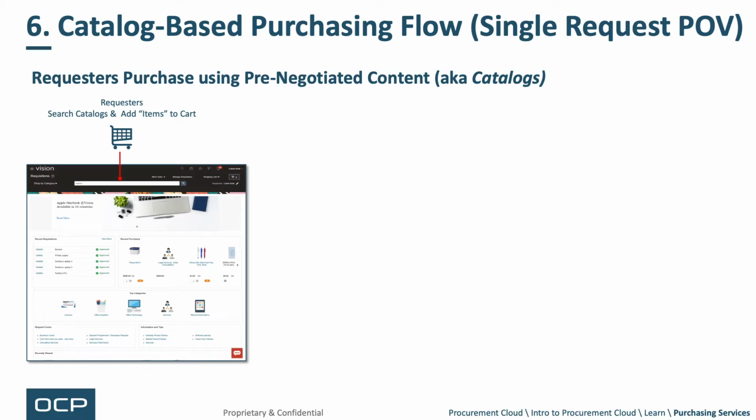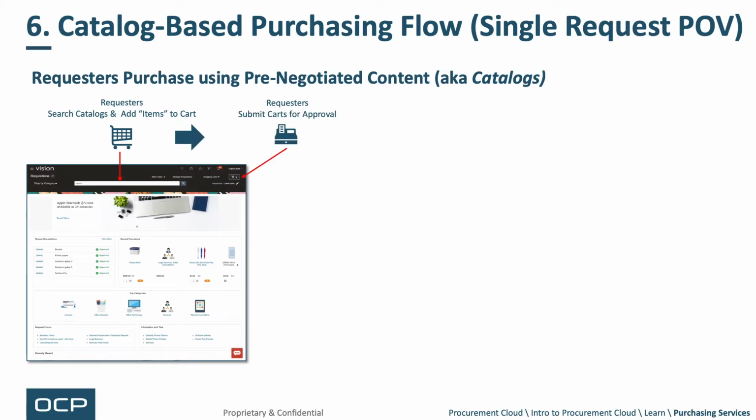So next, topic number 6, catalog-based purchasing flow. This is a single request. You've probably seen this in the procurement services video as well. But requesters search catalogs and add items to cart. And really, they're purchasing using pre-negotiated content or catalogs.